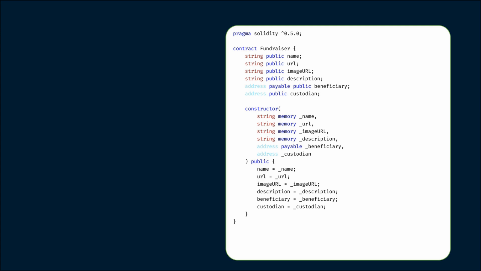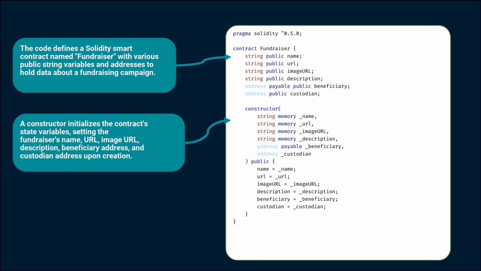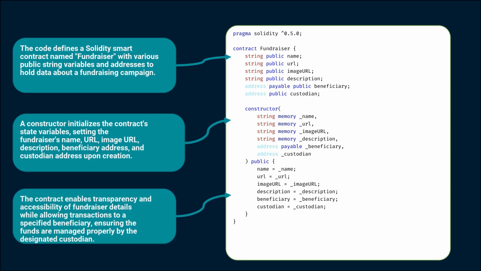Now let's take a look at the implementation of our Fundraiser smart contract, which serves as the backbone for managing fundraising initiatives on the Ethereum blockchain. We start by defining important state variables that hold essential information about the fundraiser, including the name, URL, image URL, description, and the beneficiary's address. The beneficiary's address is marked as payable so that it can receive donations in Ether.